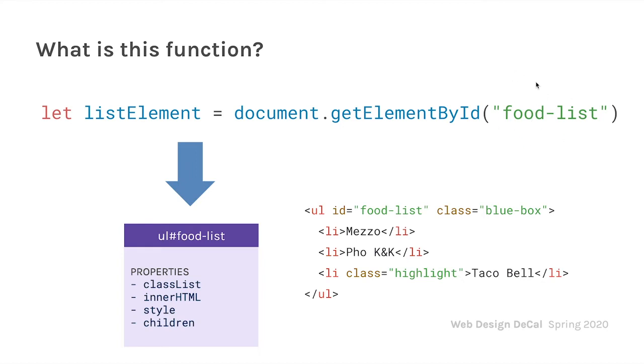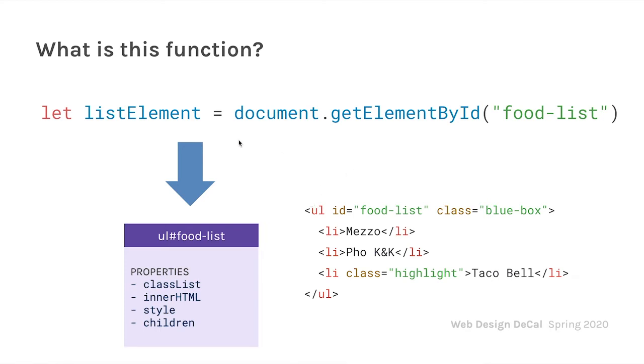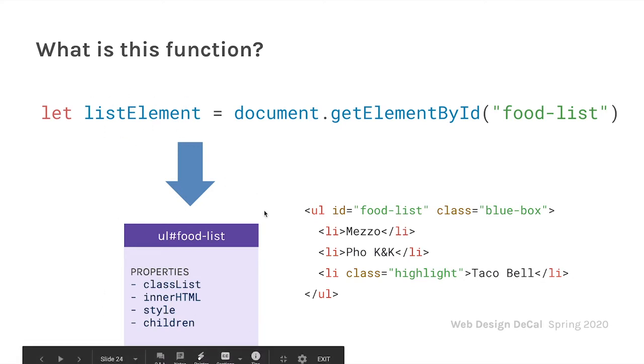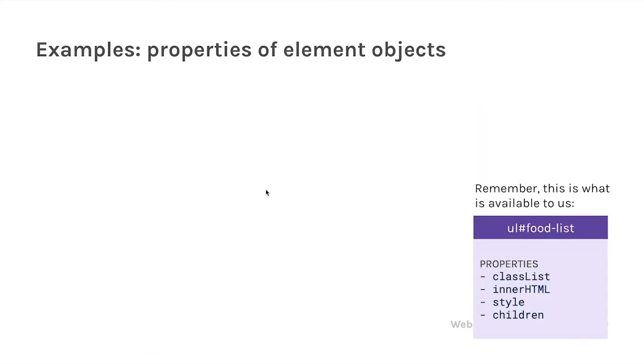So in my HTML example, I have this unordered list element, UL, with the ID foodList, and I say document.getElementById foodList. The output of this function call, and what is stored in this variable, is this JavaScript object that represents the foodList element. And it has the same properties that we talked about before, like classList, innerHTML, children.